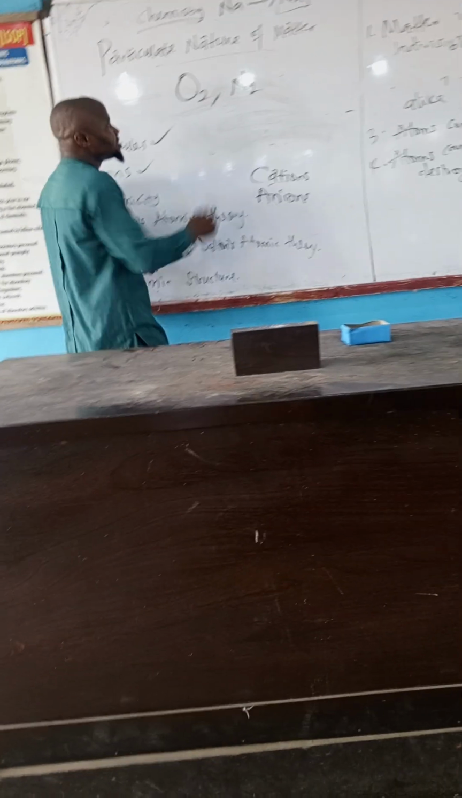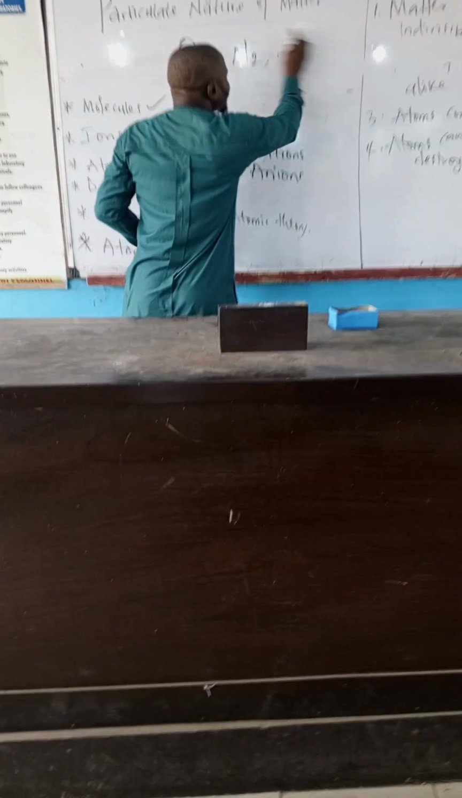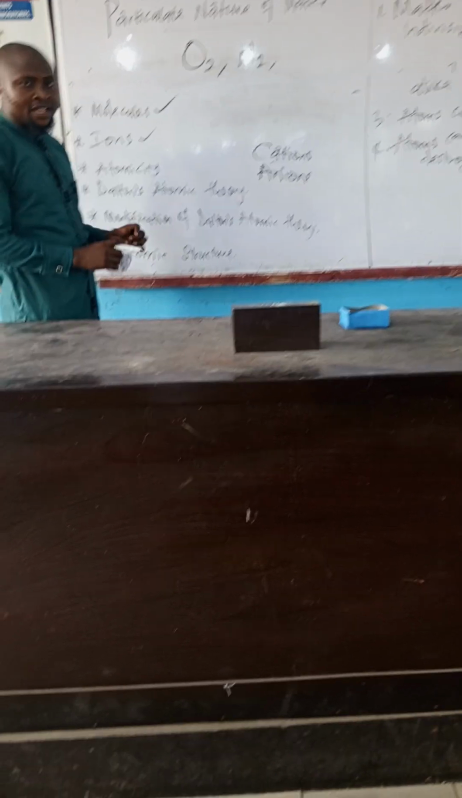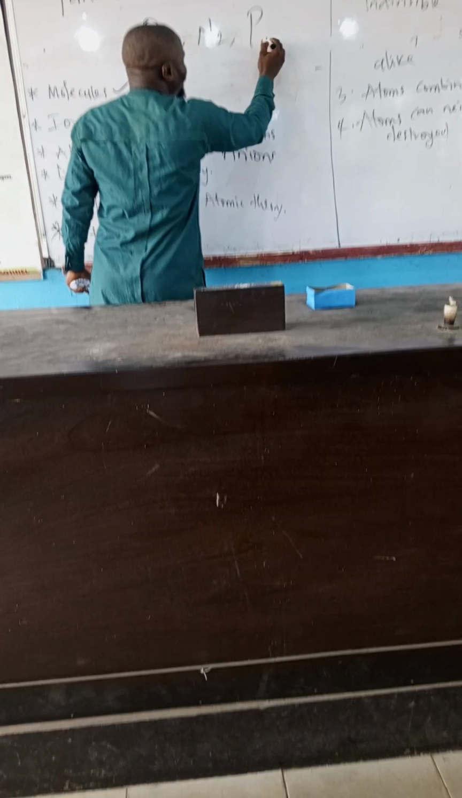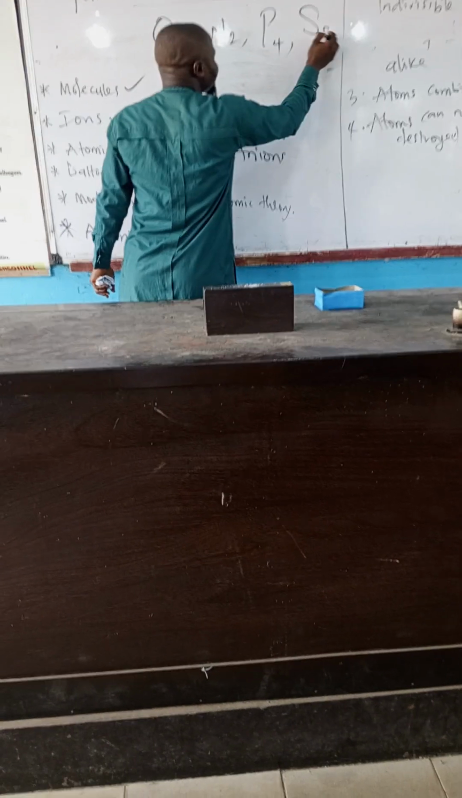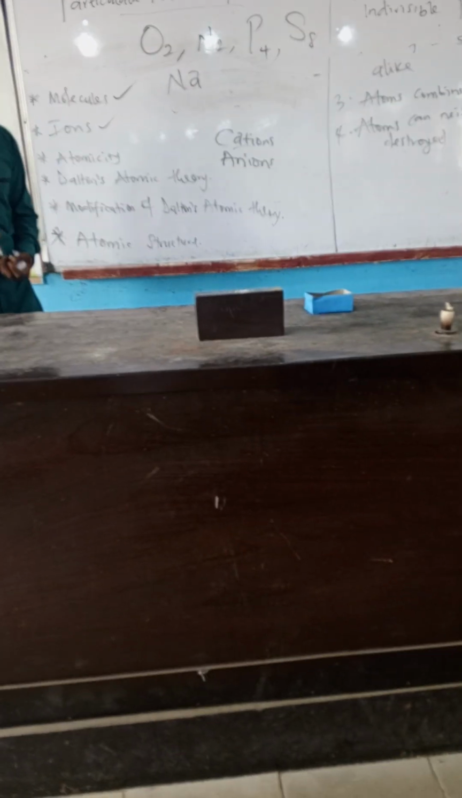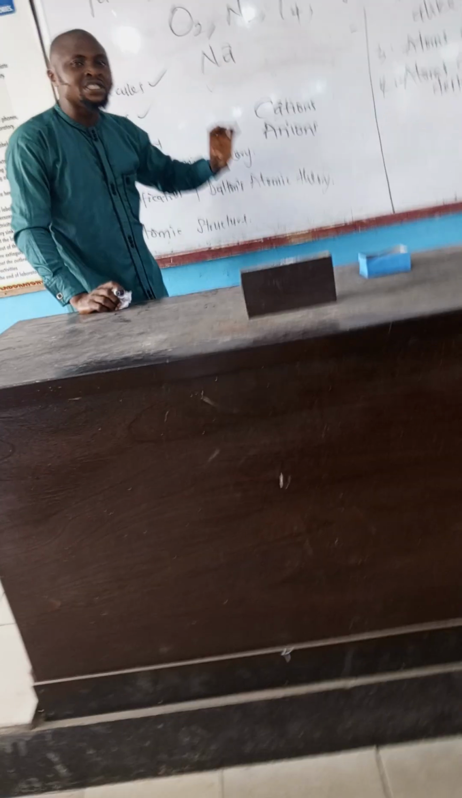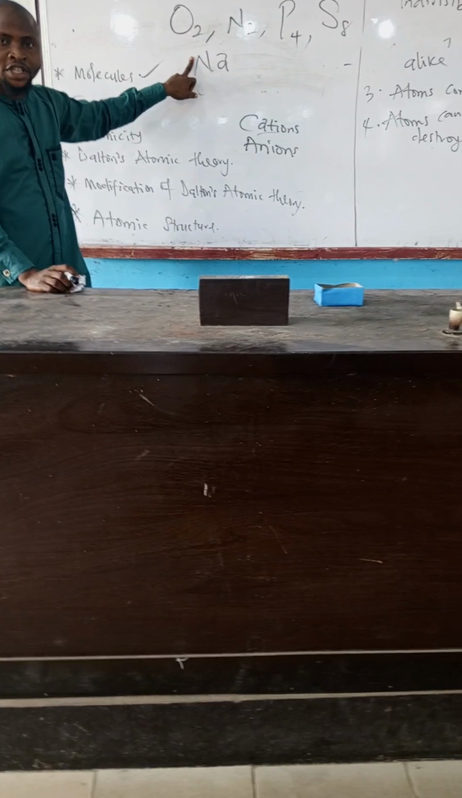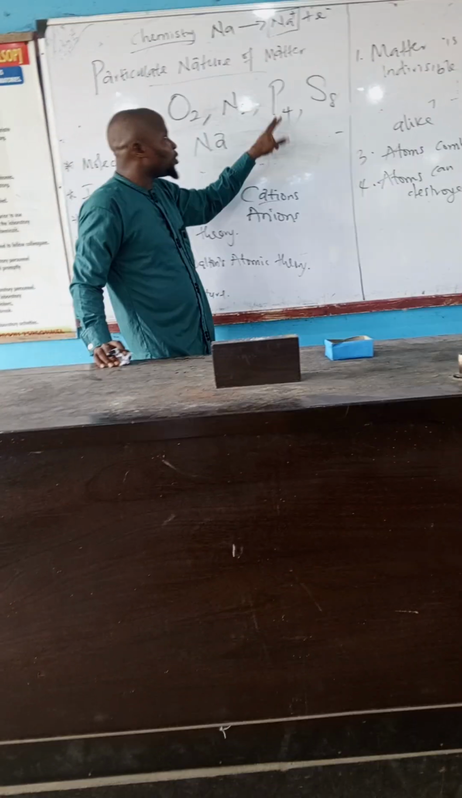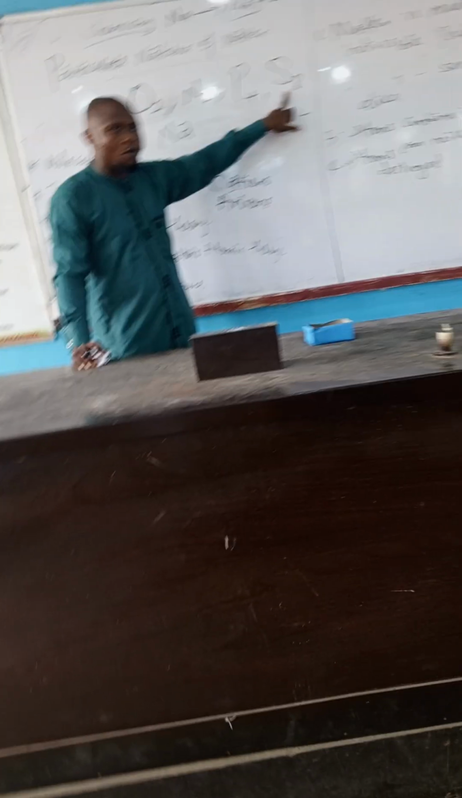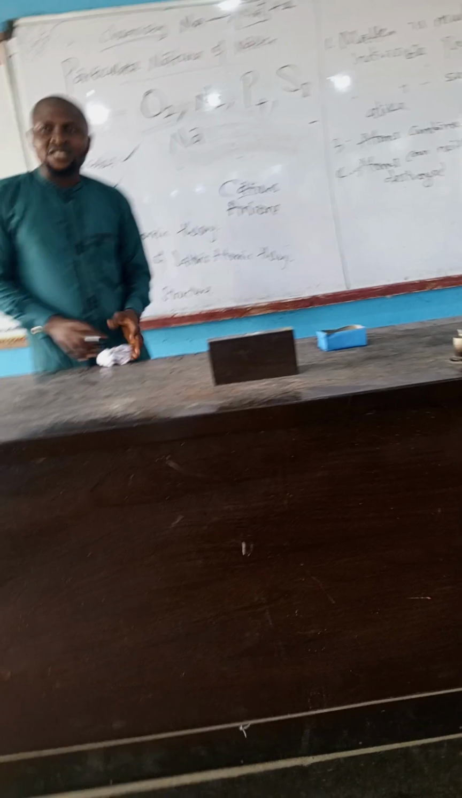Nitrogen, N2. Carbon dioxide, CO2, that is a compound, right? If you want to write phosphorus, P4; sulfur, S8. Sodium, in fact all metals, are monoatomic. Atomicity is the number of atoms per molecule of an element. This is 1 mole of oxygen, 1 mole of nitrogen, 1 mole of phosphorus, 1 mole of sulfur.